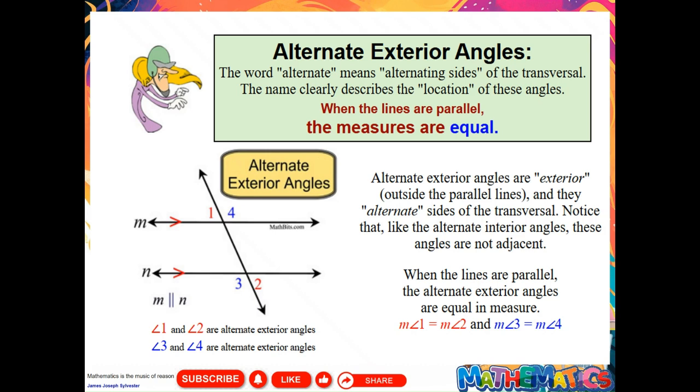It means when the lines are parallel, the measures are equal. The same with the interior angles, these sides of the transversal are not adjacent. Angle 1 and angle 2 are alternate exterior angles, and angle 3 and angle 4 are alternate exterior angles. They are the ones outside the parallel lines. Make sure they are alternate exterior angles.